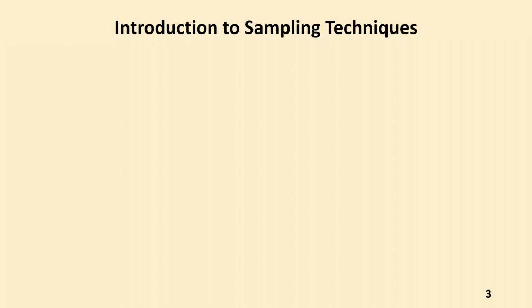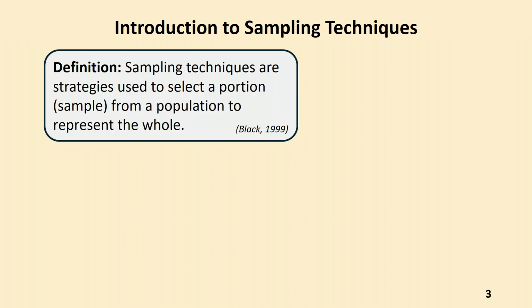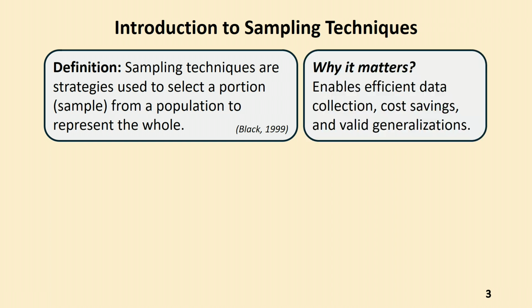Sampling techniques are strategies used to select a portion, a sample, from a population to represent the whole. Why does it matter? Because it enables efficient data collection, cost saving, and valid generalizations. Key decision factors: nature of population, research objective, resources available. An example you can see here: a school district selecting 50 teachers out of 500 for a teaching style survey.